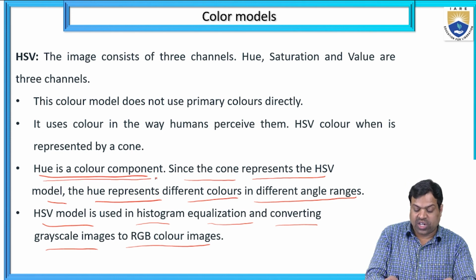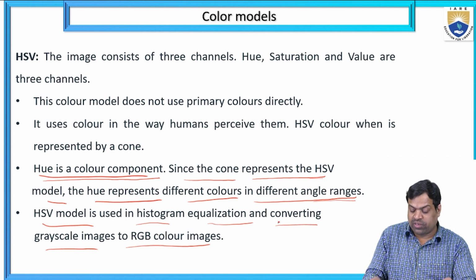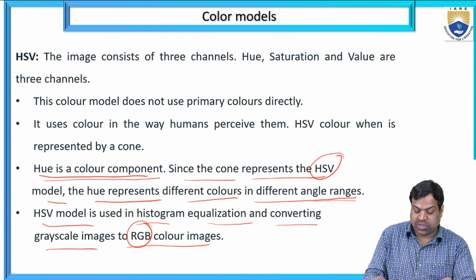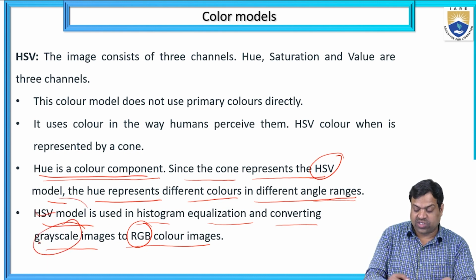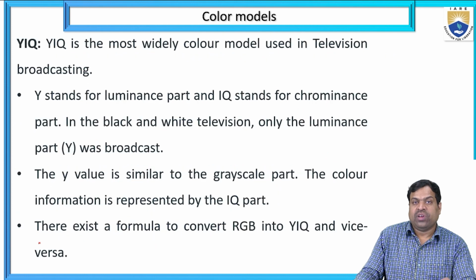Here hue is a color component. It represents the HSV model. Hue represents different colors in different angle ranges, and the HSV model is used in histogram equalization and converting grayscale images to RGB color images, with the grayscale images. Next one is YIQ.